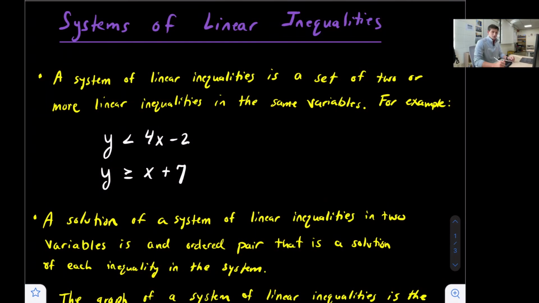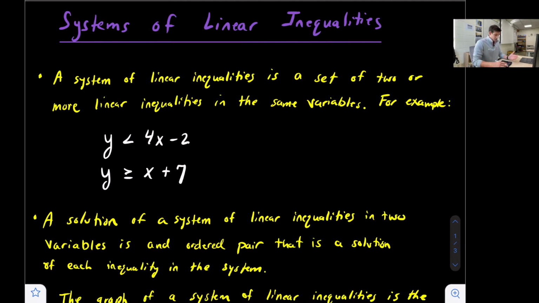Hello everyone, in this video we're going to talk about how to graph a system of linear inequalities. A system of linear inequalities is a set of two or more linear inequalities in the same variables. An example that we see here: y is less than 4x minus 2 and y is greater than or equal to x plus 7.